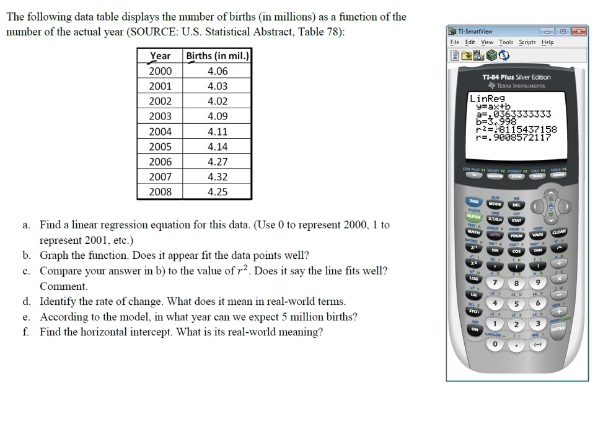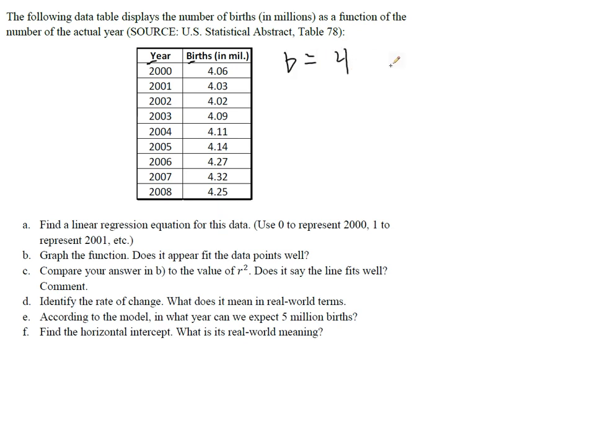The equation itself is actually going to be births is equal to the initial value, which we'll just round up to 4 to make it simple, plus 0.04 times the number of years. Okay, so there's our linear regression equation.